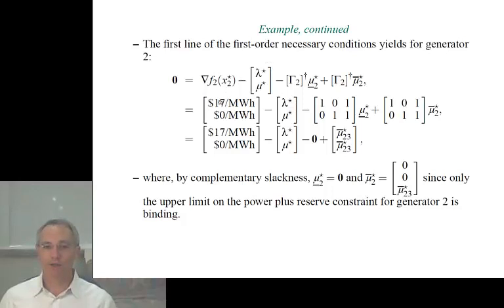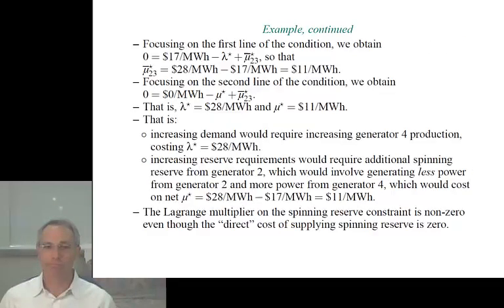For generator 2, we get a slightly different set of conditions. And these conditions both involve mu overline 2, 3. And the reason for that is that none of the lower bound constraints for generator 2 are binding. Only the upper bound constraint on the power plus reserve for generator 2 is binding. So plugging in, multiplying these matrices into mu2 underline, mu2 overline, what we find is that we get an entry here and here that's both equal to mu2 3 overline star. Notice that that's going to tell us something about mu2 3 overline and about mu star.